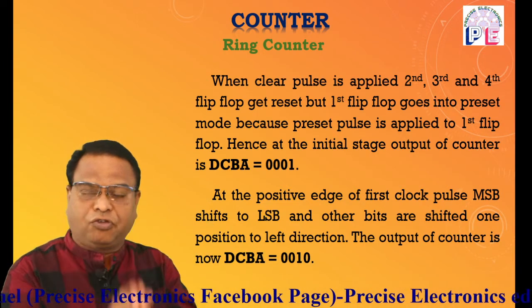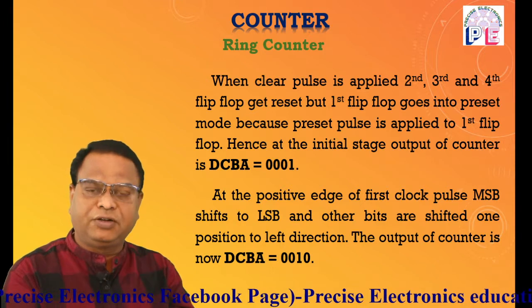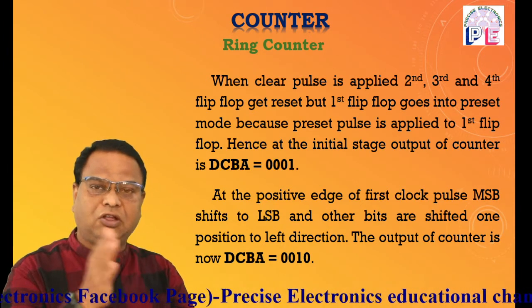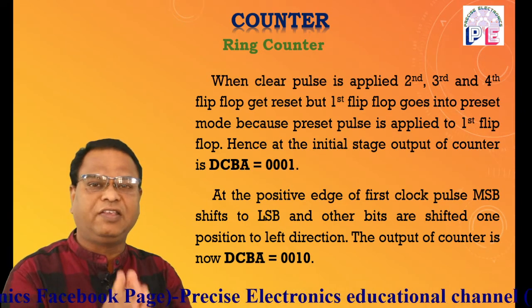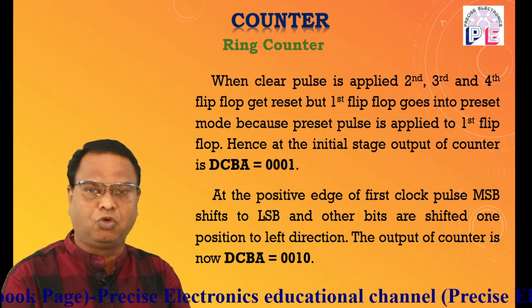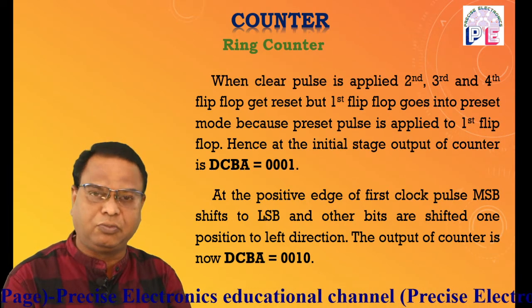So the bit stored in the first flip flop is already 1, since it is in set mode, and that bit is shifted to the second flip flop, while all the other flip flops are in reset mode, hence the bits stored in all the remaining flip flops are low, because all those flip flops are in reset mode.